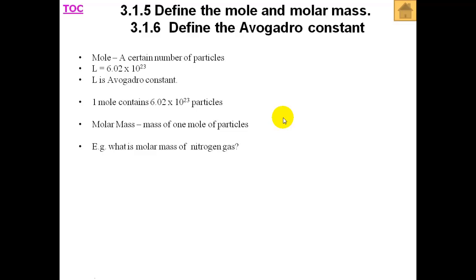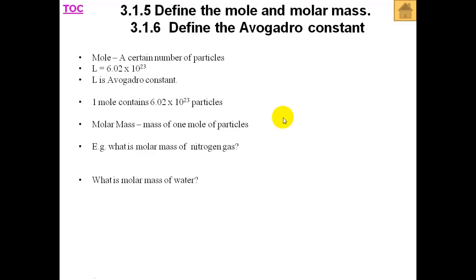However, the molecular mass of nitrogen is 14 plus 14, which is 28. The mole of nitrogen gas, the diatomic molecule, is the mass of 6 times 10 to the 23 particles, which will be 28 grams.